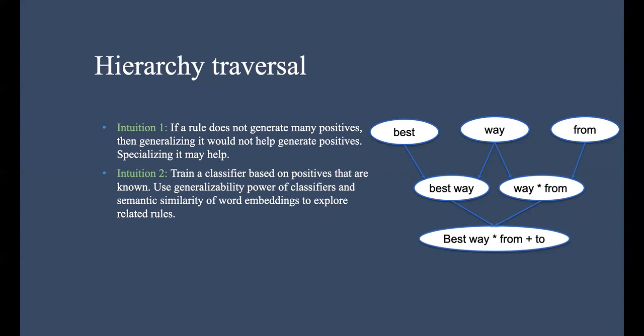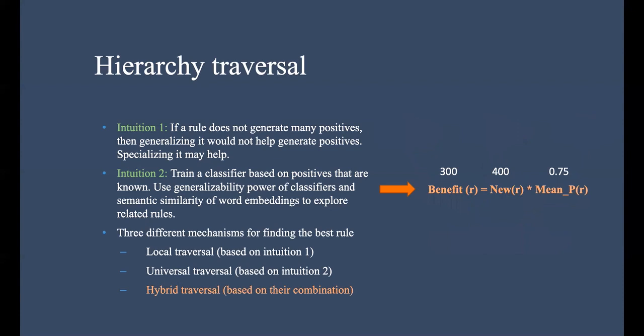So we can talk about these in more detail. Based on these two intuitions, we create three traversal techniques. One we call local traversal, which only uses the first intuition of when we should generalize and when we should specialize. Then we have the universal traversal, which only focuses on retraining the classifier and then finding the next best rule according to the classifier. And then we have the hybrid traversal technique, which combines the two and, as we show, actually has the best performance.